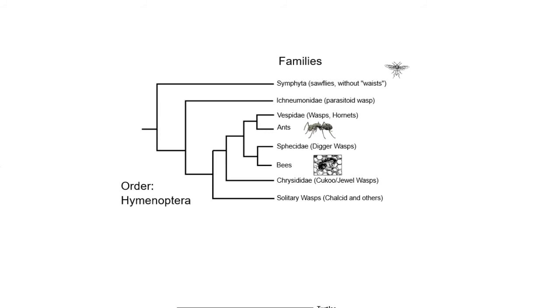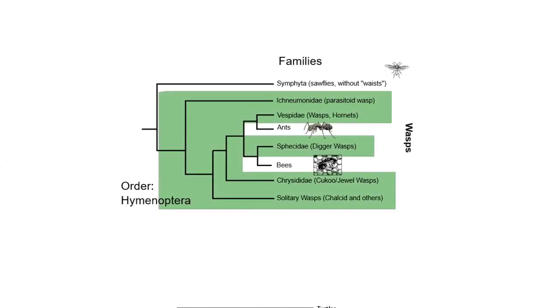So at the top we have sawflies. Next we have a parasitoid wasp group. Then we have wasps and hornets, ants, digger wasps, bees, cuckoo and jewel wasps, and chelicids, solitary wasps. So this is the order Hymenoptera, and it shows several of the families. And the problem is that when we talk about wasps, we talk about a large number of these groups, but not all of them.